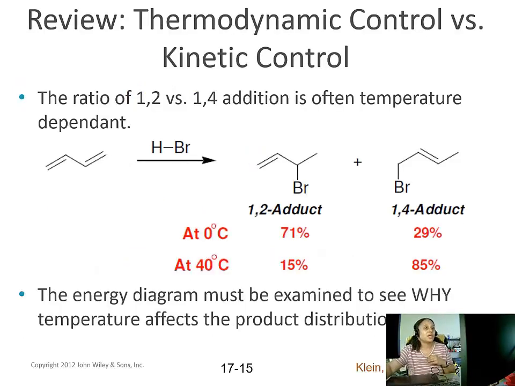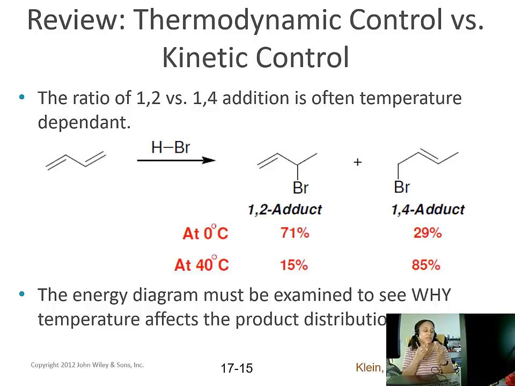But let's talk about if you have electrophilic addition, where will your products go? So it turns out there is a kinetic and a thermodynamic relationship between where your products are going to go.